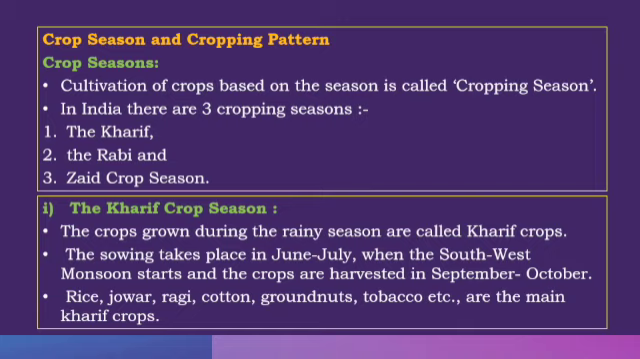Let us now take up Kharif crop season. The crops grown during the rainy season are called Kharif crops. In this season, the sowing takes place in June or July when the southwest monsoon starts. So the sowing starts along with the southwest monsoon. The crops are harvested in September or October. The important crops that are grown in Kharif season are rice, jowar, ragi, cotton, groundnuts, tobacco, etc. These are the main Kharif crops.